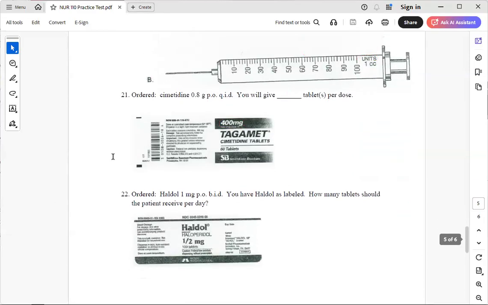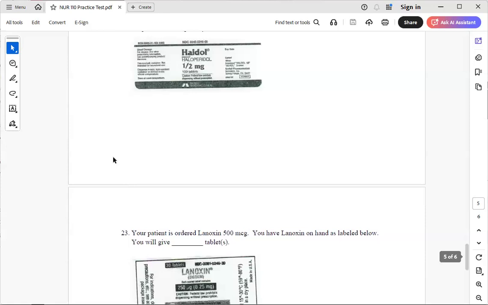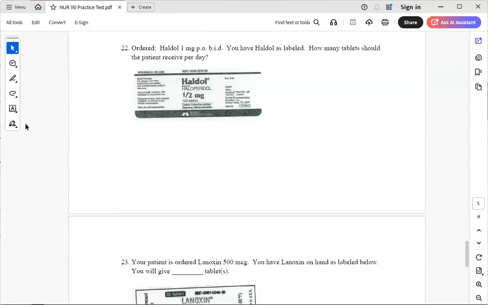All right. And we'll do the Haldol question real quick. So it says Haldol 1 milligram by mouth twice a day. How many tablets should the patient receive per day? So again, make sure you're reading it, okay? It tells us we have a 0.5 milligram available dose. So that's the same thing as saying 0.5.